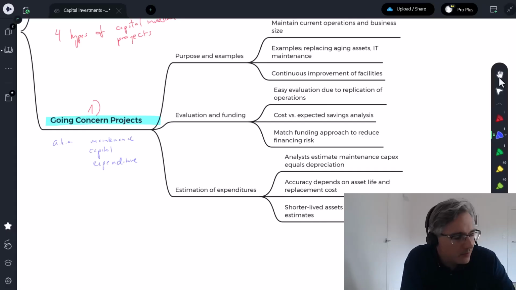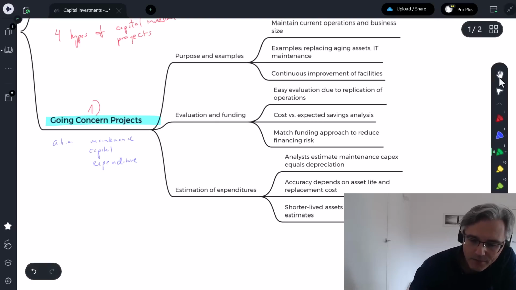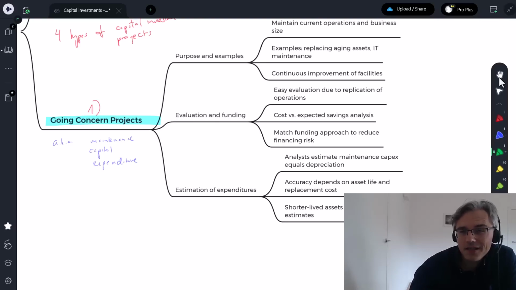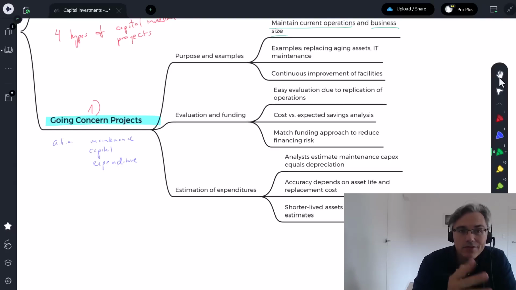Although from an accounting point of view, you probably wouldn't call that the maintenance, nevertheless, that's what your book says. These are investments which are made with the aim of basically keeping the company's current operations running, maintaining current operations and the current size of business, so nothing about expansion, just maintaining, hence maintenance capital projects.